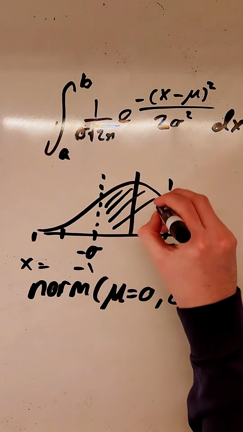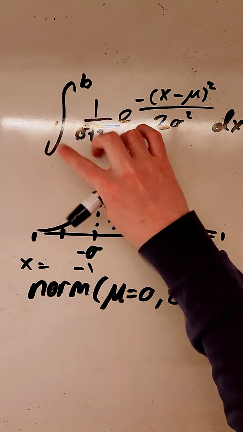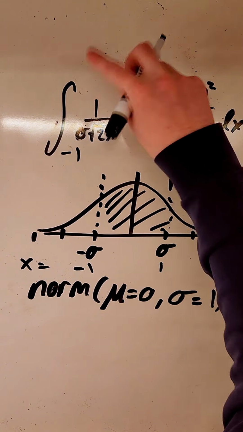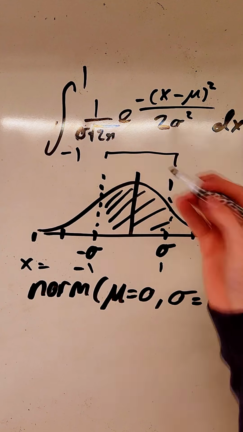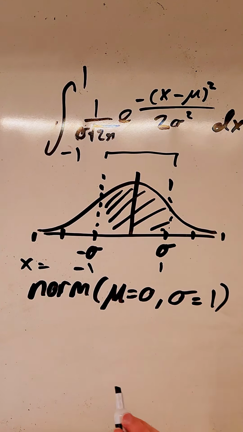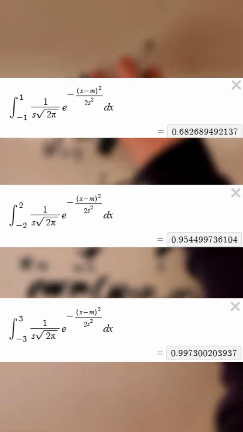So we're going to set a, the lower bound, to -1, and b, the upper bound, as you'll see I'm doing here, to 1. Now, we can take this and find that that area in between there and there is approximately equivalent to 0.68 or 68%. Likewise, the 95 and 99.7.